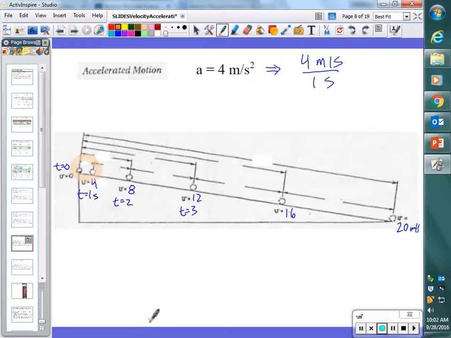I'll just highlight that little section right there. We've already established that the acceleration during that time is 4 meters per second squared. It's constant acceleration the whole ramp. What is going to be the average velocity of the ball during that interval? The average velocity during that time, Jack, is 2 meters per second.